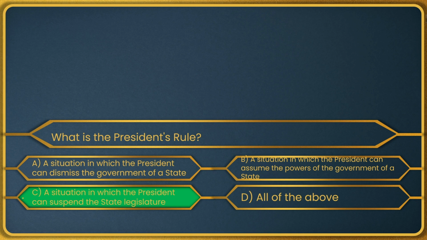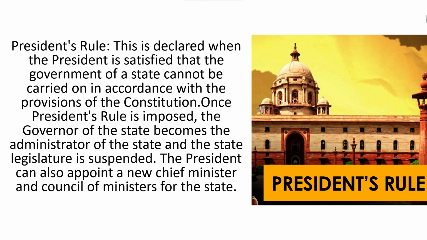Answer. Option C. A situation in which the President can suspend the state legislature. President's rule is declared when the President is satisfied that the government of a state cannot be carried on in accordance with the provisions of the Constitution. Once President's rule is imposed, the governor of the state becomes the administrator of the state and the state legislature is suspended. The President can also appoint a new Chief Minister and Council of Ministers for the state.